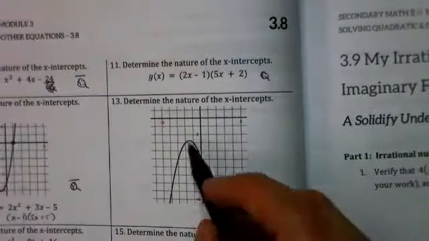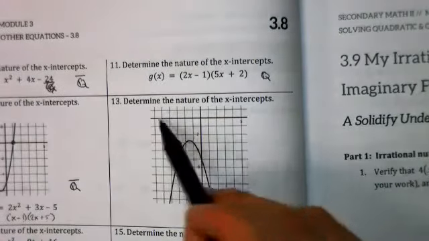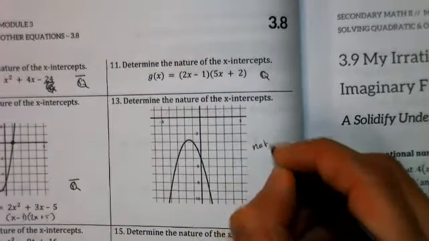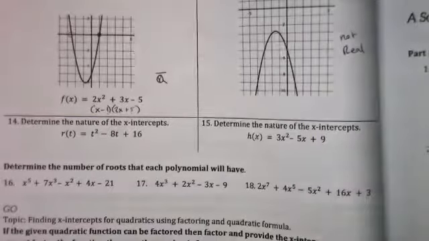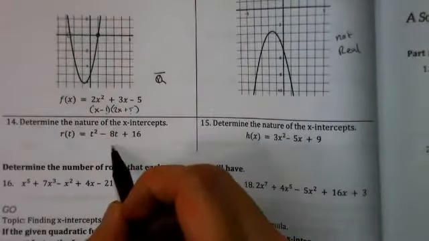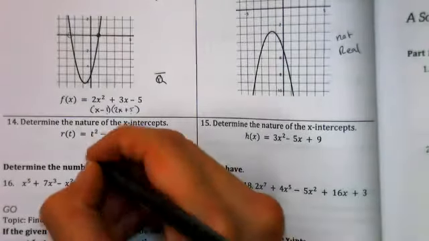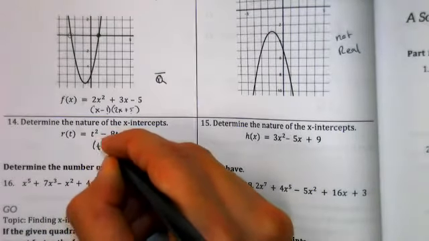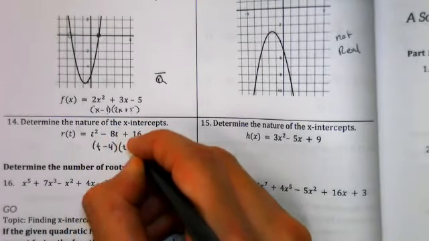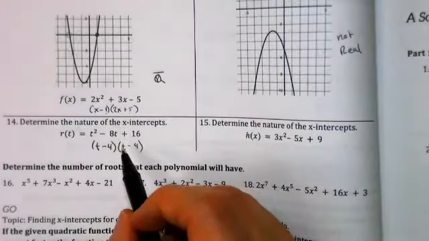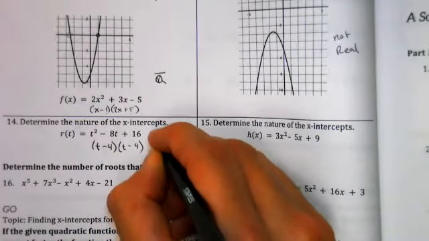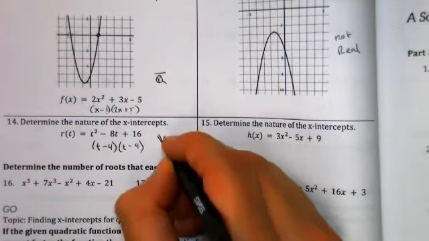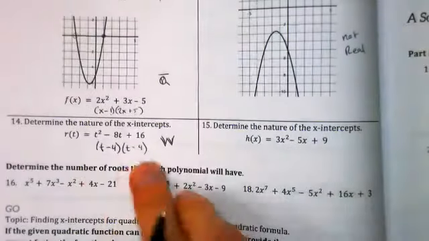Determine the nature of these x-intercepts. The graph doesn't even cross the x-axis, so this is not real. Those x-intercepts are not real. Okay, what about here? Can I factor this? Yes, this factors into t minus 4 and t minus 4. These are whole numbers. We're going to use a W, because both of those would be at 4.